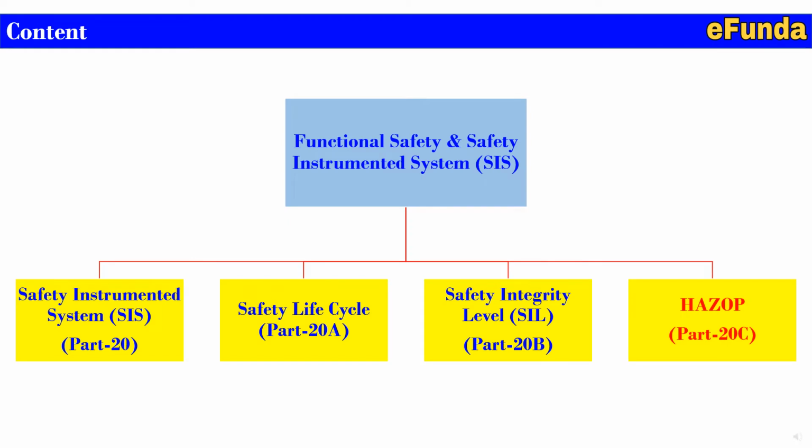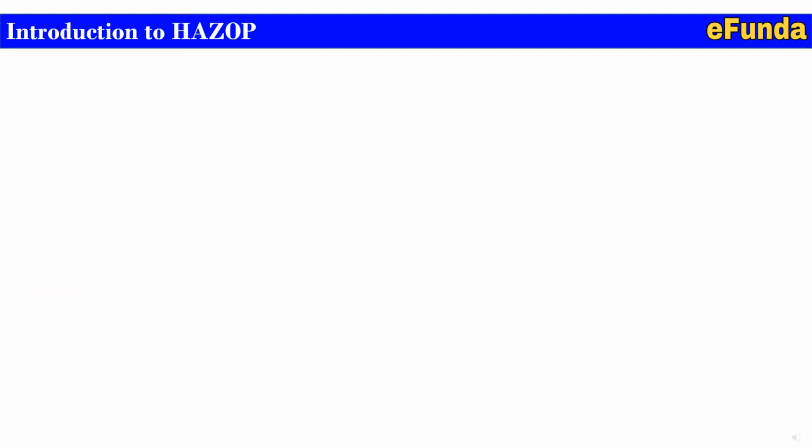As part of the functional safety and safety instrumented system SIS, part 20 is already published. Safety life cycle part 20A is already published on our channel. Safety integrity level SIL part 20B is already published on our channel. HAZOP part 20C, this video is the last video of this series. Keep watching to have a better continuity and understanding of the subject.